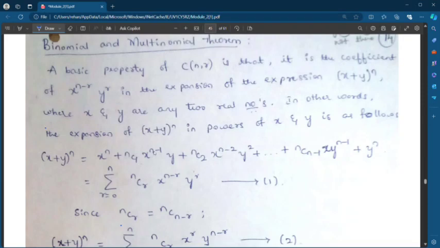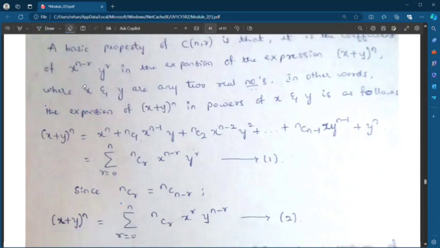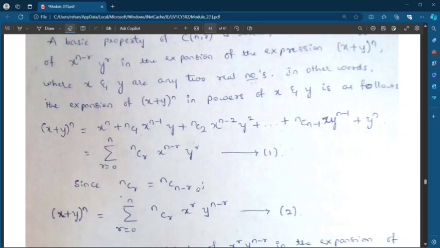Okay, so we have this binomial and multinomial theorem. I don't think, for the 2022 batch, they will be asking for the theorem itself. Just see this theorem, how they have proved it. They have derived these two things over here.